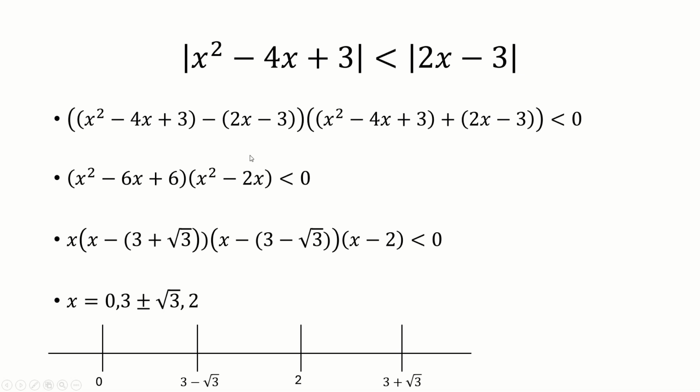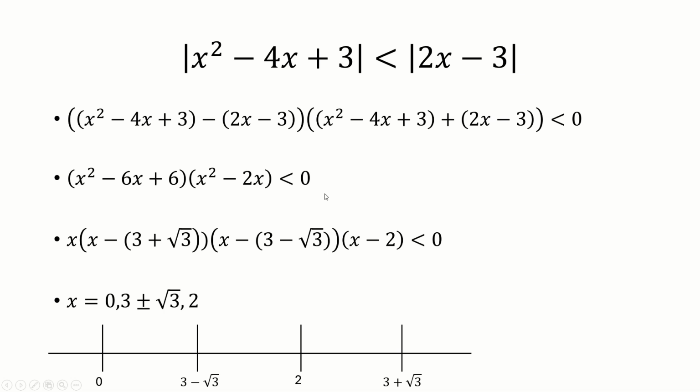So now I can simplify what's in the parentheses. So we have x squared, negative 4x minus 2x is negative 6x. 3 minus negative 3 is positive 6. X squared comes down. Negative 4x plus 2x is negative 2x. And the 3's are going to cancel. So we're going to see when this is less than 0.